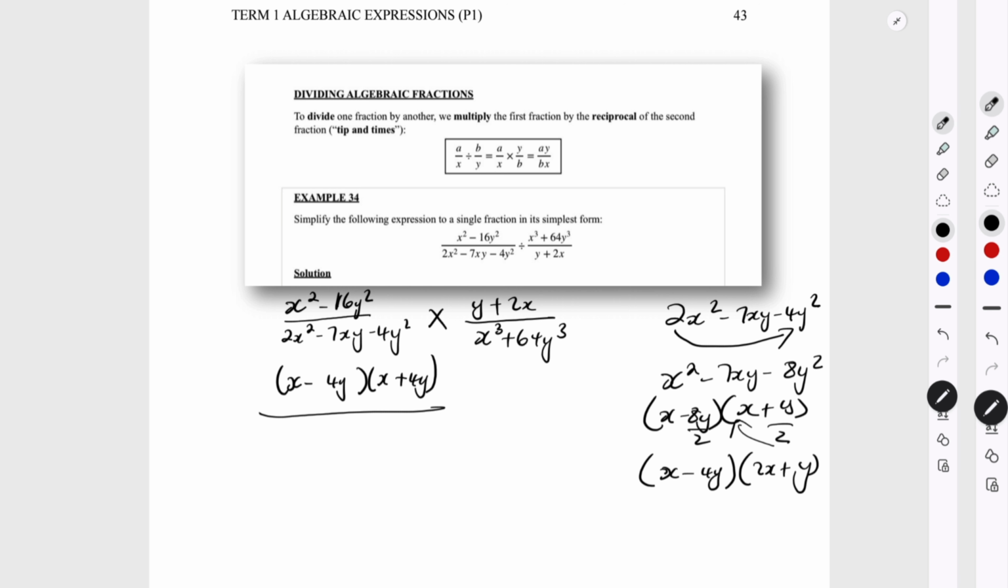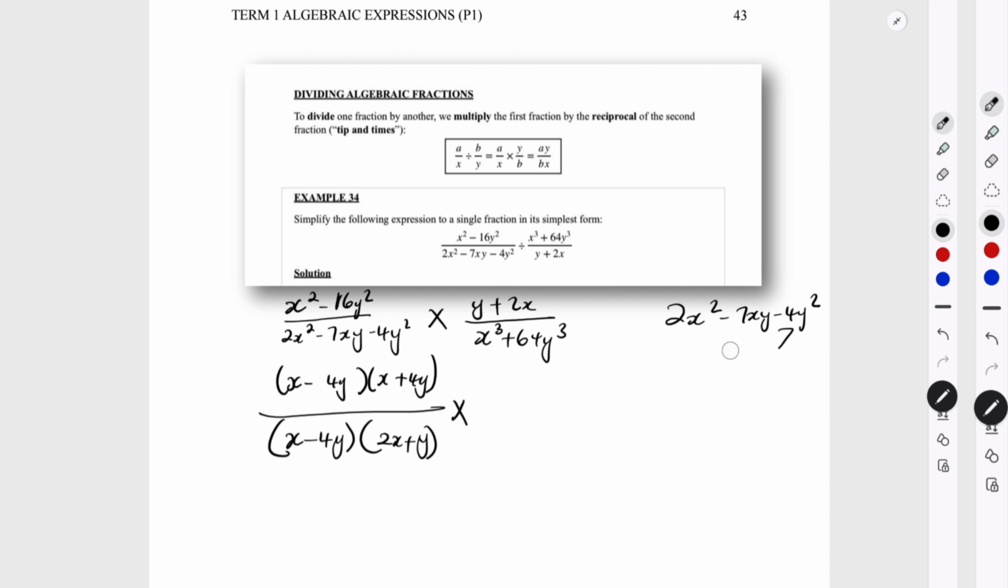This one will go to the other side. Take those brackets, put them here. I have x minus 4y, and then 2x plus y, times. Let me rub this one out. I don't have a common factor there. I'm just having 2x plus y. I can just rewrite it like that.